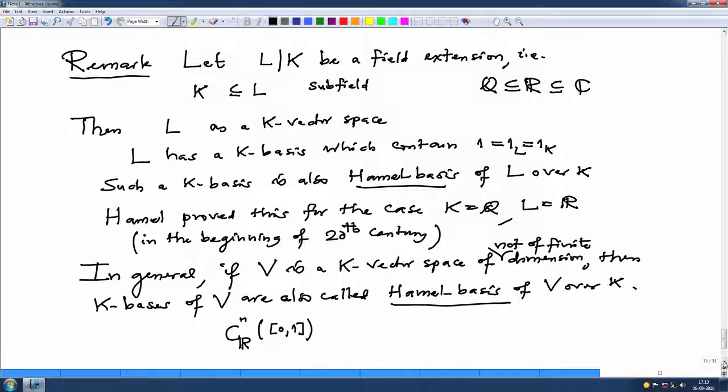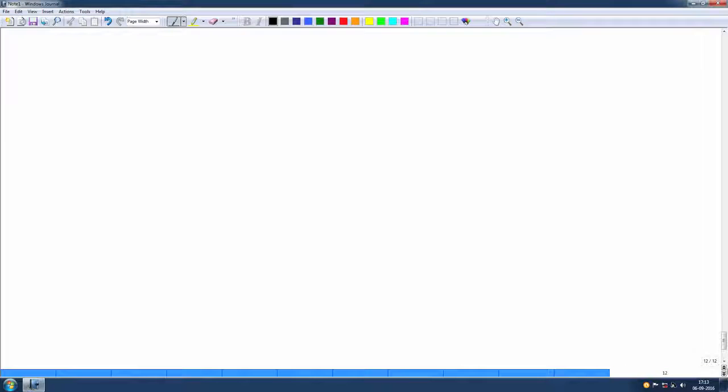Now still we need to prove the following theorem, like in the finite dimensional case. We now need to prove that any two bases have the same cardinality. We will do this in the next lecture, but for this I will have to recall a little bit more precisely the concepts of cardinalities and how one proves that two sets have the same cardinality or not. This we will do in the next lecture.